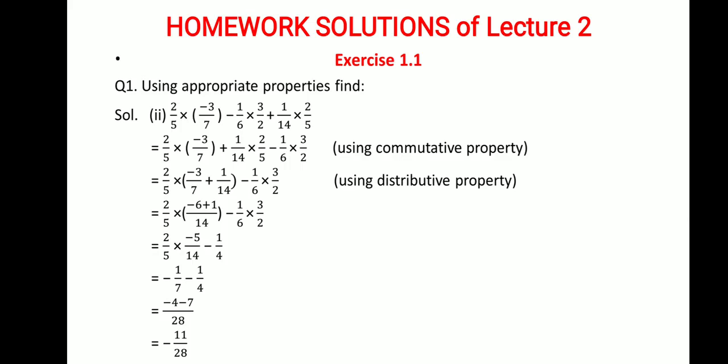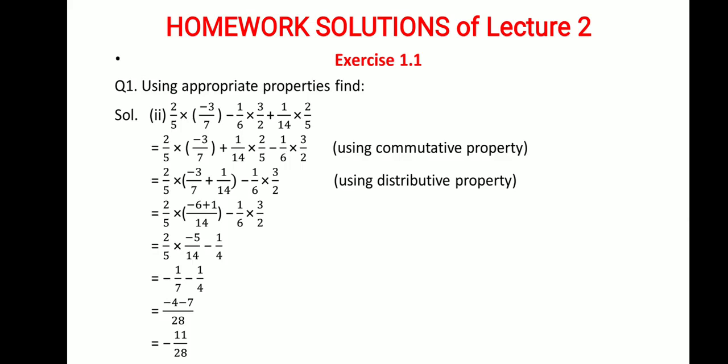Using commutative property we have rearranged, as I told you that if I am changing the position of the rational numbers, that particular property is known as commutative property. Now, coming to the next step, it is 2 by 5 into minus 3 over 7 plus 1 over 14. 2 by 5 from first and second term, we have taken 2 by 5 common. So, it will be 2 by 5 into minus 3 by 7 plus 1 over 14 minus 1 over 6 into 3 by 2 will remain as it is.